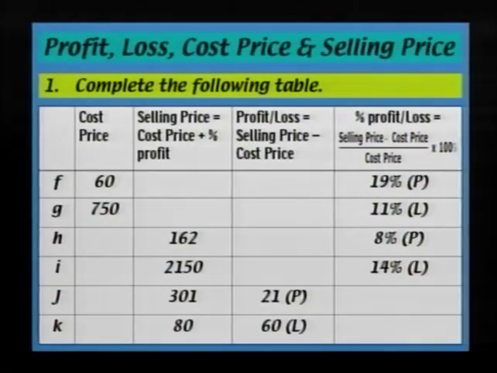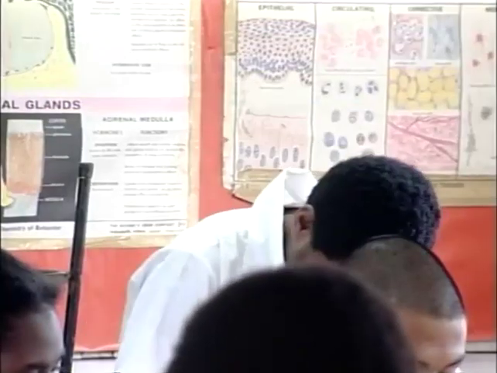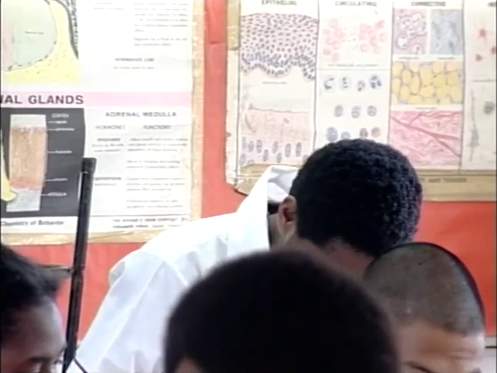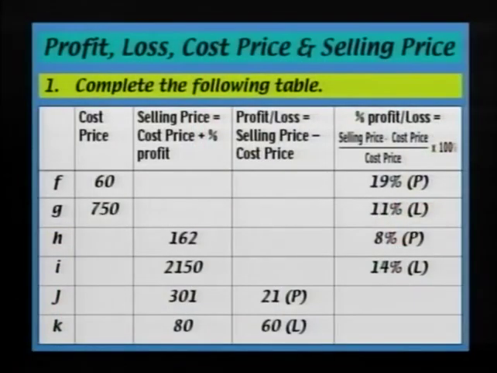Okay, can you give us the selling price again, please? 71 kina 40 toya is the selling price. The profit is 11 kina 40 toya. Good. Siegfried, letter G. Selling price is 667 kina 50 and loss is 82 kina 50. Okay, did you all hear that? Okay. Letter H.